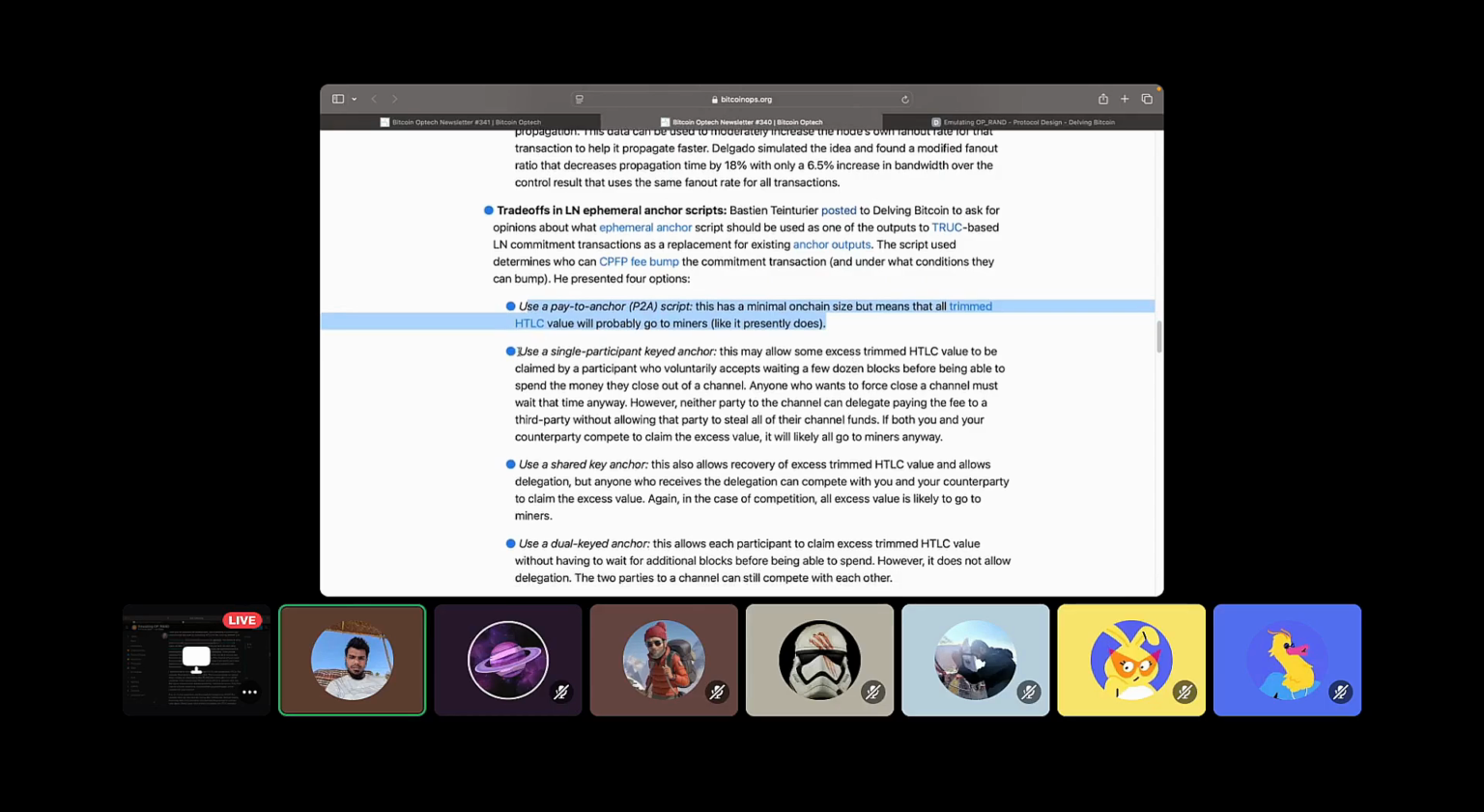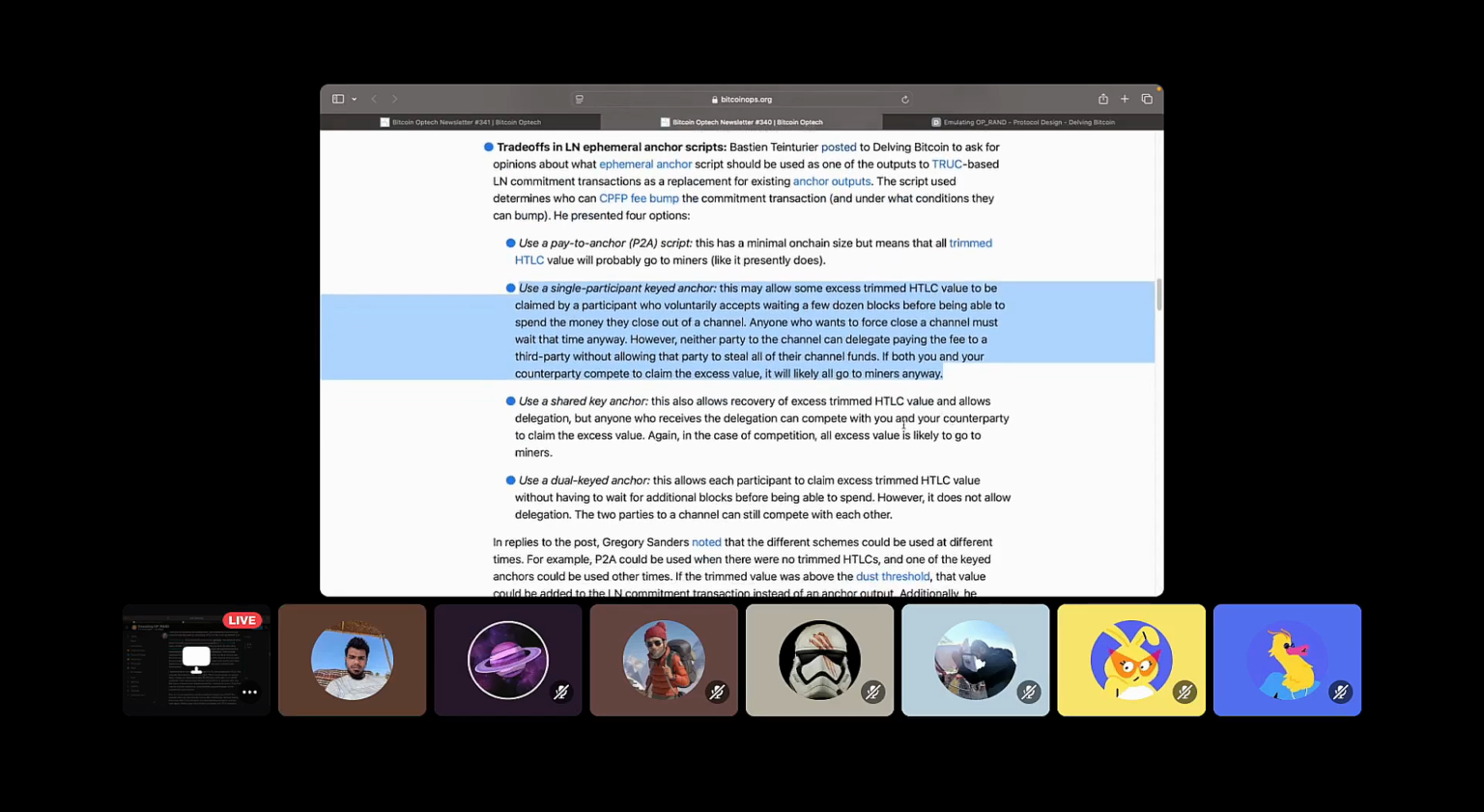Use a single participant keyed anchor. This may allow some excess trimmed HTLC value to be claimed by a participant who voluntarily accepts waiting a few dozen blocks before being able to spend the money they close out of a channel. Anyone who wants to force close a channel must wait that time anyway. However, neither party to the channel can delegate paying the fee to a third party without allowing that party to steal all of their channel funds. If both you and your counterparty compete to claim the excess value, it will likely all go to miners anyway.